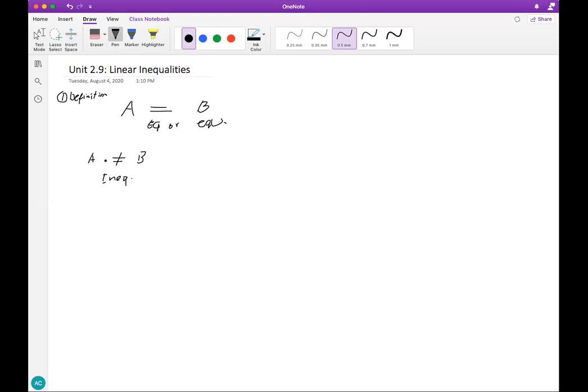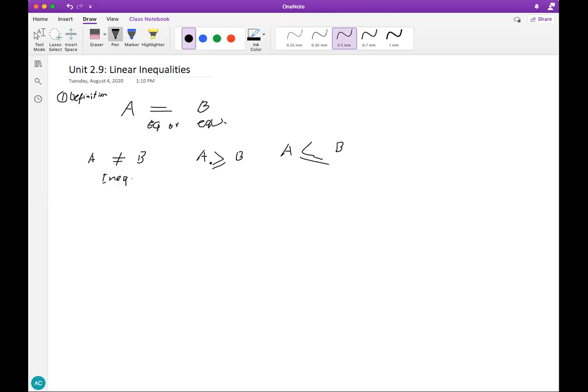When A is not equal to B, A could be greater than, or sometimes greater than or equal to B, or the other way around, A could be less than, or sometimes less than or equal to B. We will discuss the difference between these two, when we add that little line and when we don't need it, a little bit more later. So that's basically the concept of inequalities when two statements are not equal. It could be any of these cases.